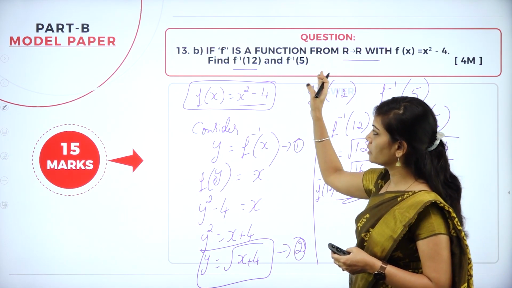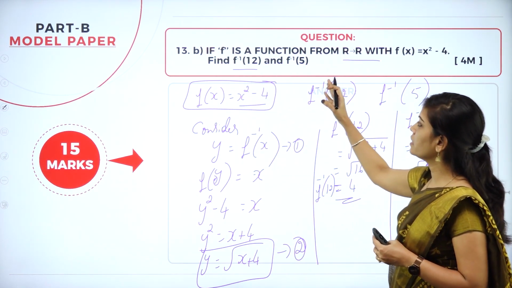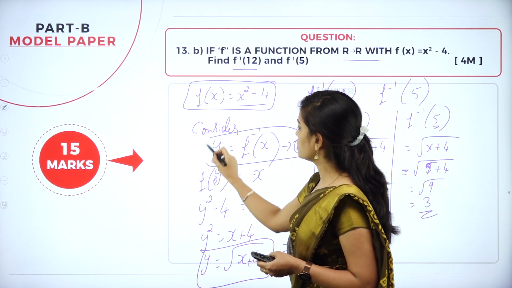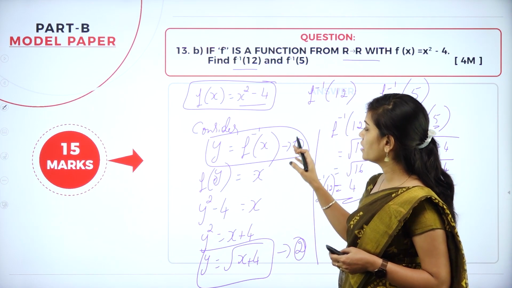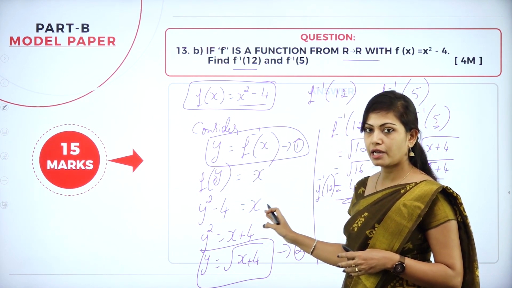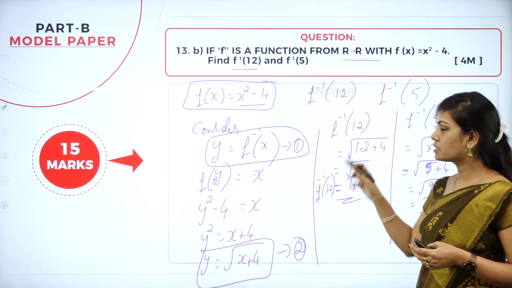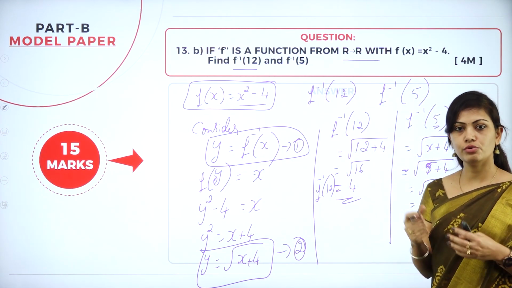So that is function, f inverse. You can use this method. First consider y is equal to f inverse x. Now you just interchange the value of x to y, y to x and substitute the value of f inverse 12, f inverse 5. You will get the answer.